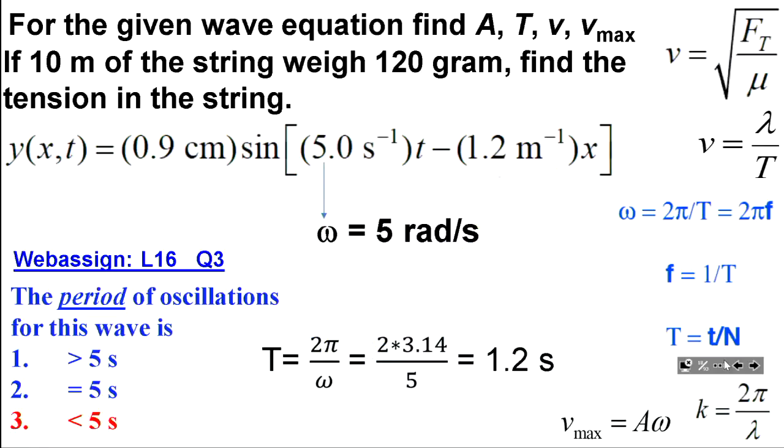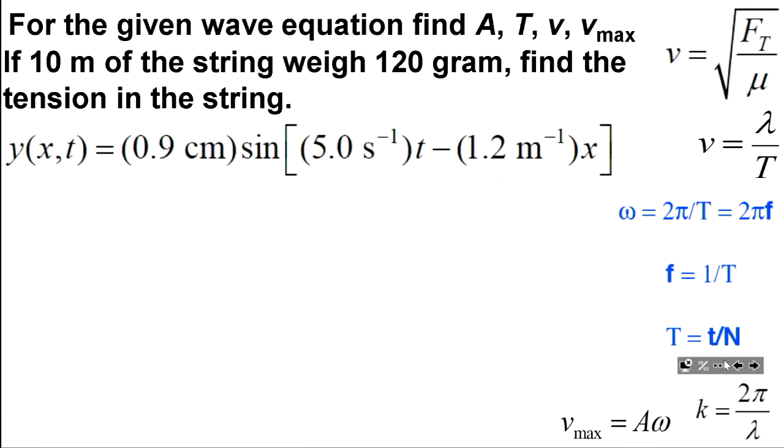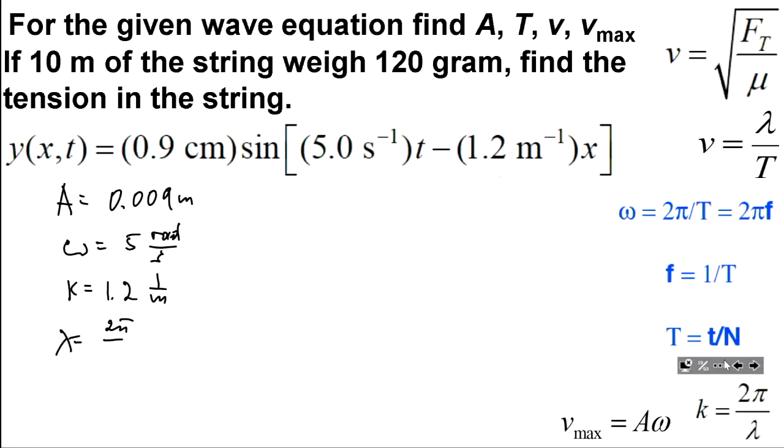You can ask any question at any time, of course. So what else can we calculate? Well, lots of things now. For example, the amplitude is a known number, 0.09. The angular frequency is 5. The wave vector number is 1.2. So the wavelength will be equal to 2 pi over k, 2 times pi over 1.2. That's going to be meters.